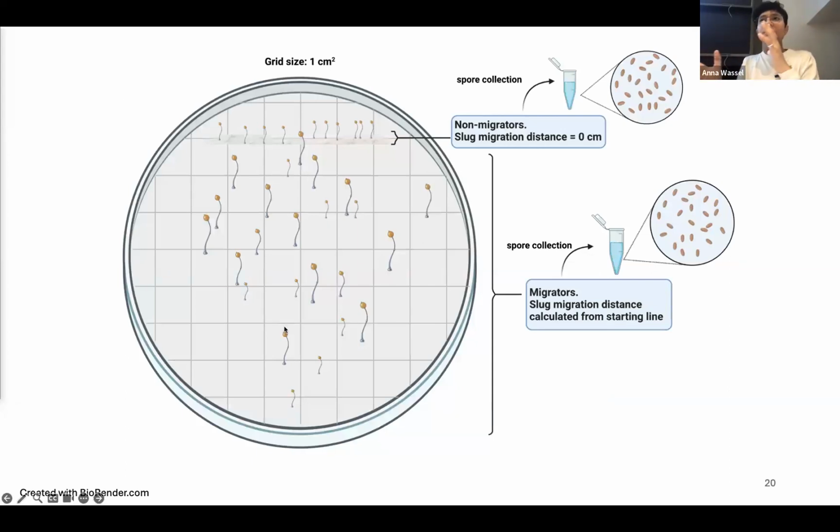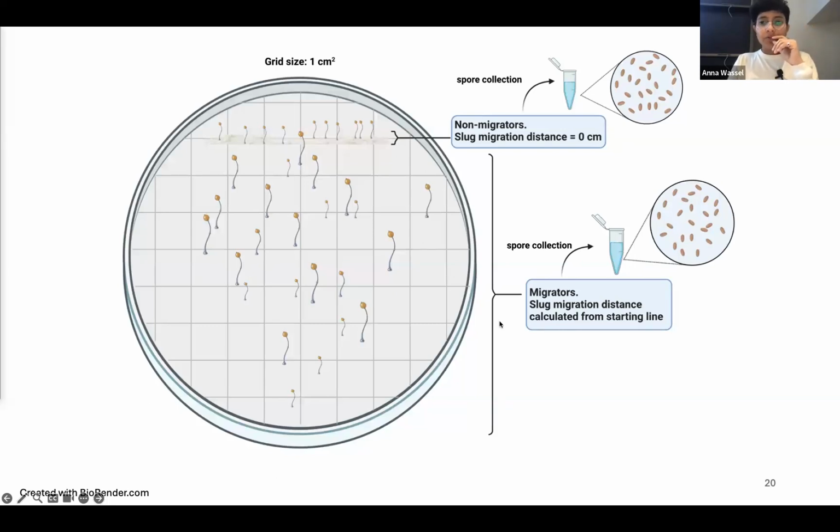After 8 days, once I had my plates, I measured, like I said, the distance of the fruiting bodies that had developed away from the starting line. And I call these the migrators. But there were also fruiting bodies that had developed right on the zone where I had loaded the samples. So I call these the non-migrators, and their distance is 0 centimeters. And I also collected the spores that these fruiting bodies made, both for the non-migrators as well as the migrators.